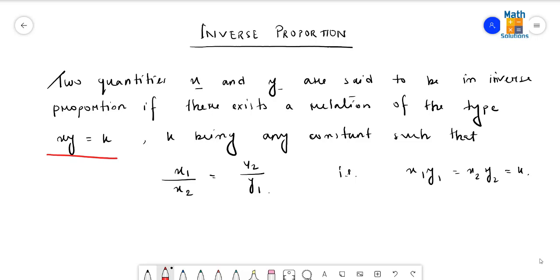That means when x increases, y should decrease, k being any constant. In such a situation, x1 by x2 is equal to y2 by y1. From this relation it is clear that when x increases, y should decrease, meaning they are inversely related. From this step we can directly get the result x1 y1 is equal to x2 y2 equals k. On this basis we are going to solve the questions of exercise 13.2.